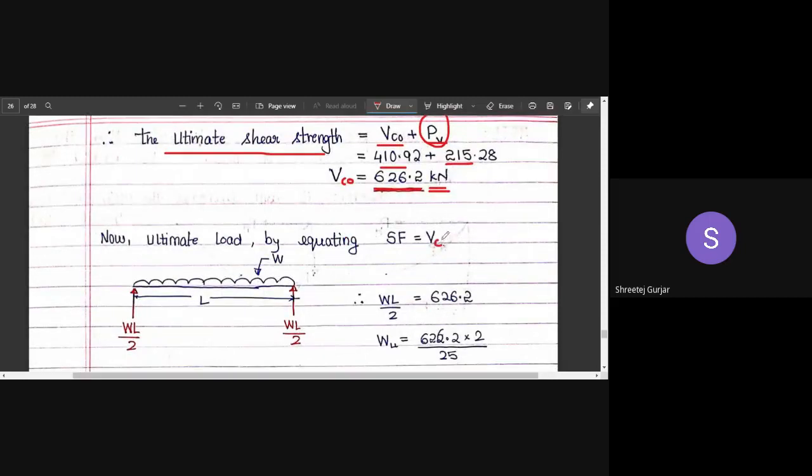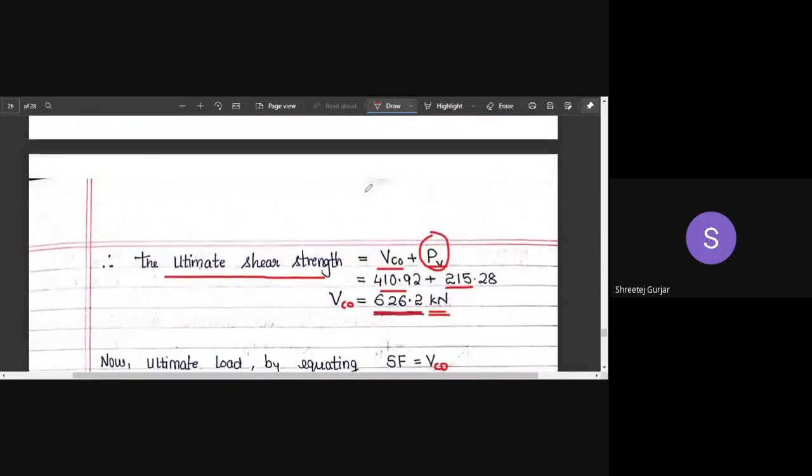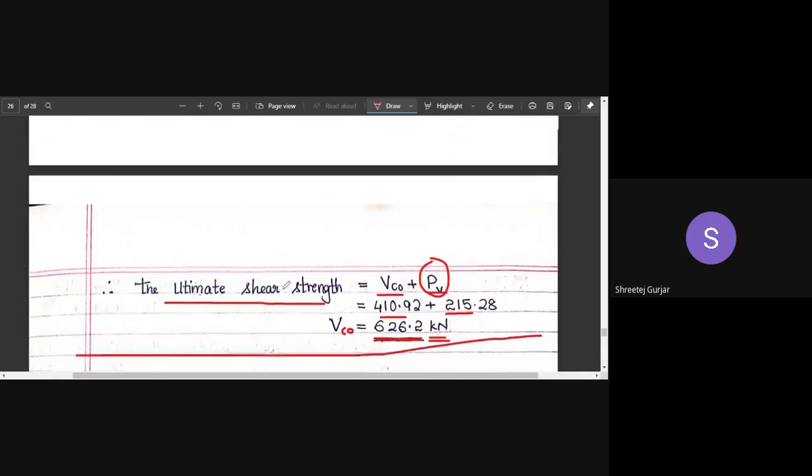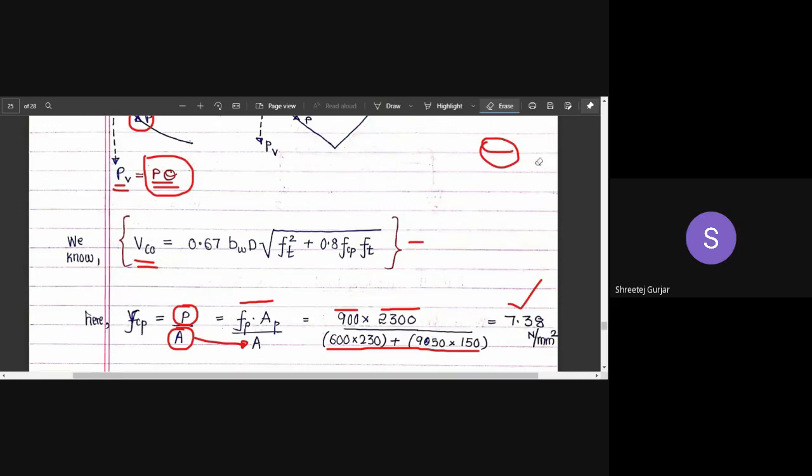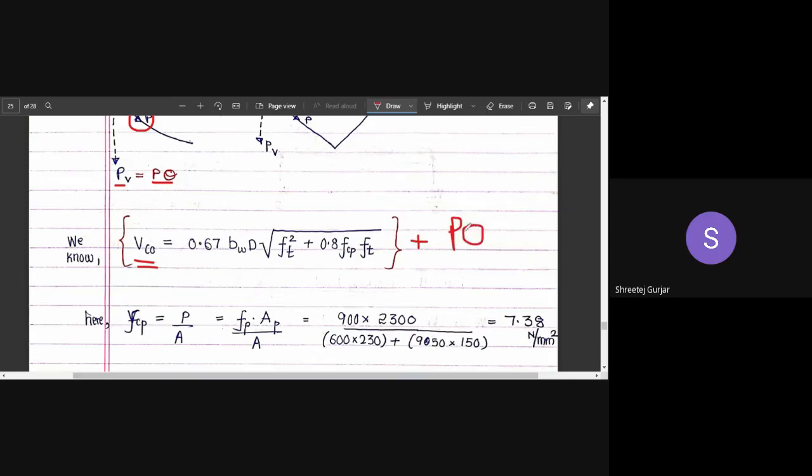Now I hope the first part is clear. Is the calculation up to here clear to you? Is the substitution and all the things in this particular equation clear to you? If you have any doubts in any steps, you can ask. We have a lot of time. An important thing that you have to do is add P theta. Don't forget to add P theta to this VCO.